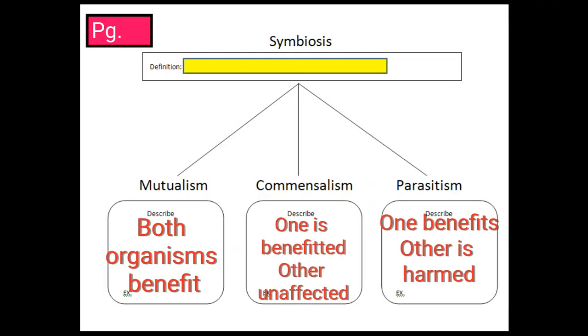So our three types of relationships: mutualism, win-win, both organisms benefit. We have commensalism, where one benefits and one is not affected. So it's a win-zero situation, like the barnacles on a whale. And then we have parasitism. So one is winning, yay, but one is losing. So it's like a tick. It sucks the blood off of an animal, but the animal is losing in the process. So it's a win-lose situation.